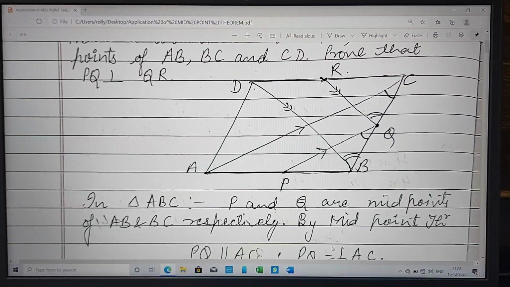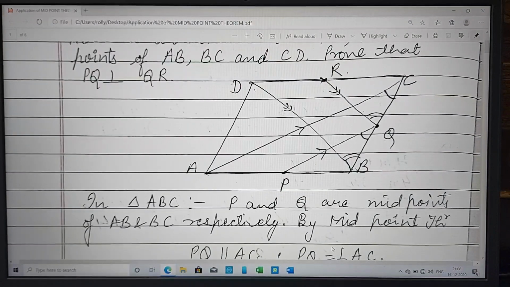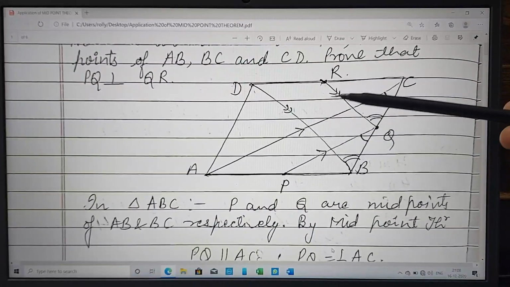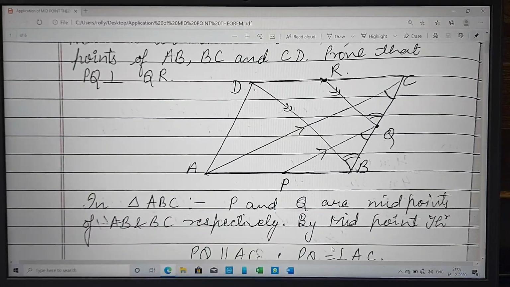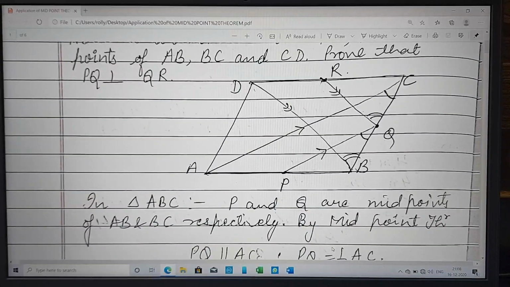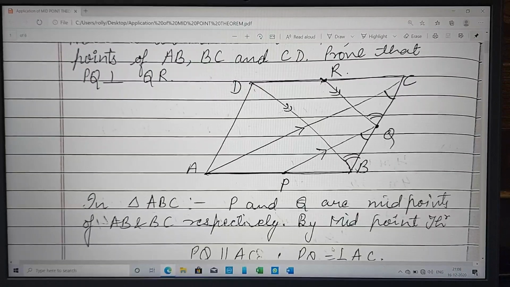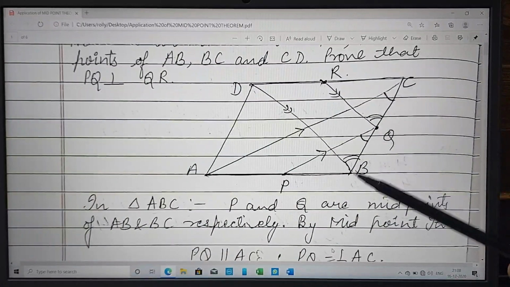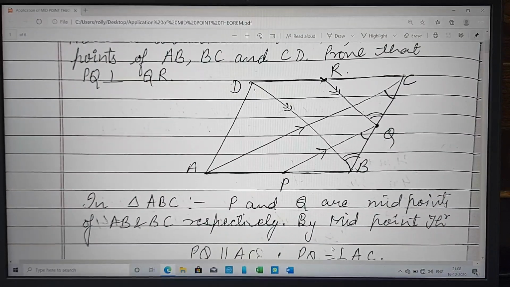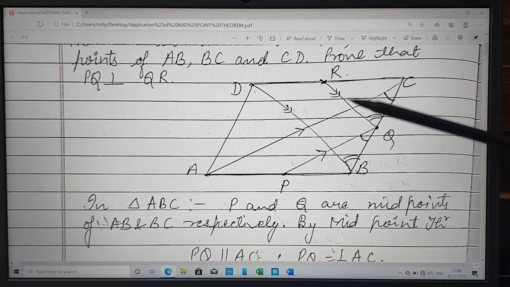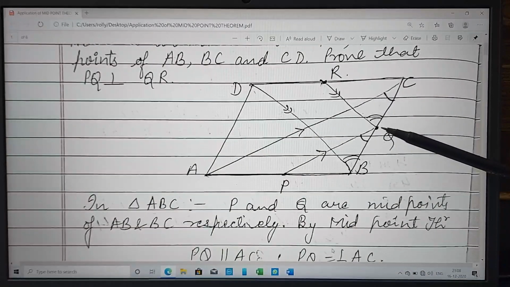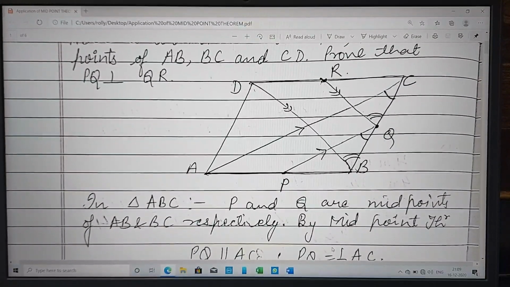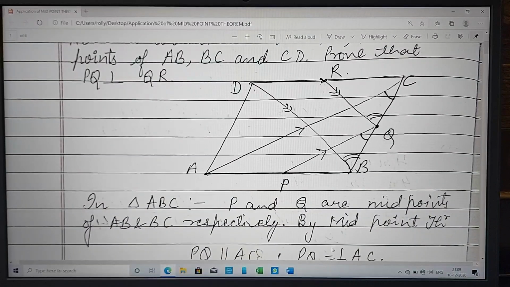In a similar manner, we can take triangle BCD. In triangle BCD, R and Q are the midpoints. So we can show that RQ is parallel to BD and RQ is half of BD by the midpoint theorem. If we extend RQ this side and BD this side, then again BC is the transversal. Then angle CQR and angle QBD, these two angles, again will be corresponding angles. So they will be equal to each other.